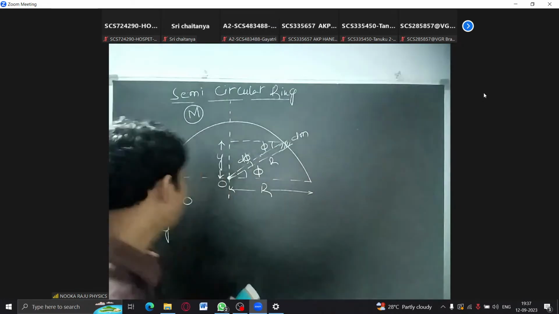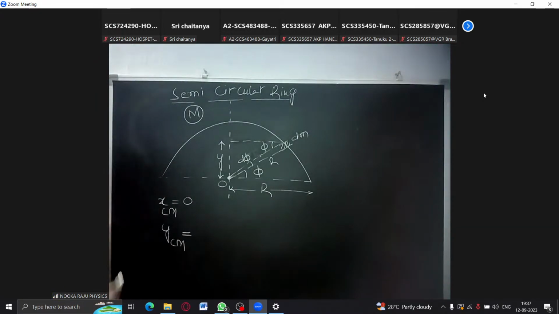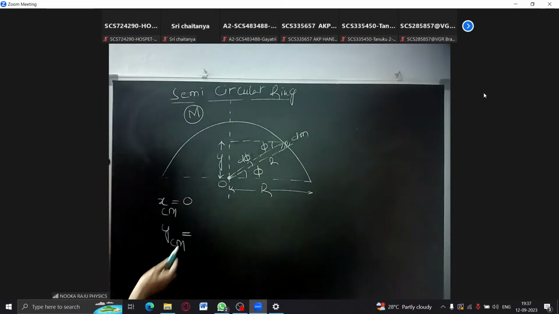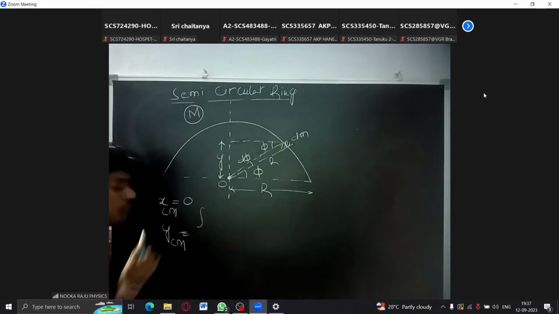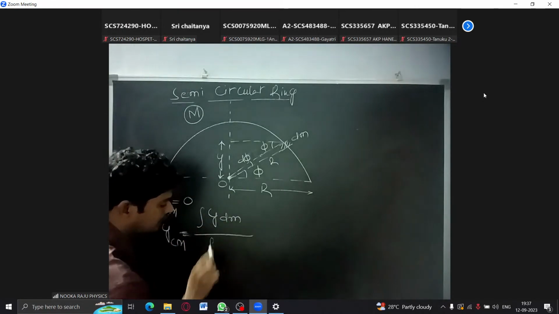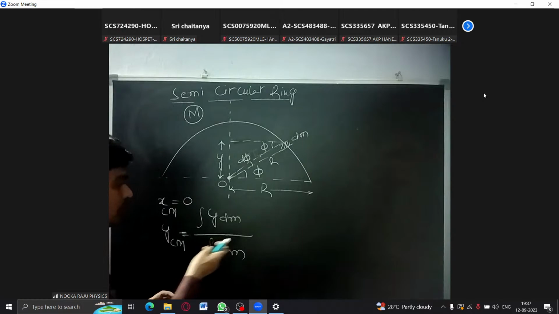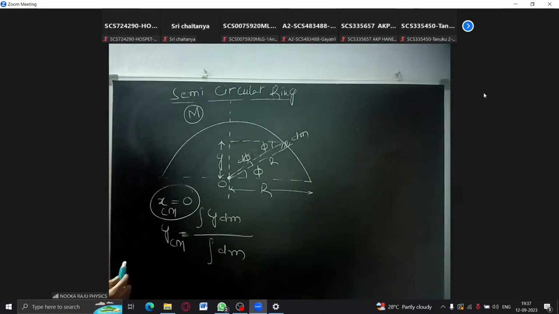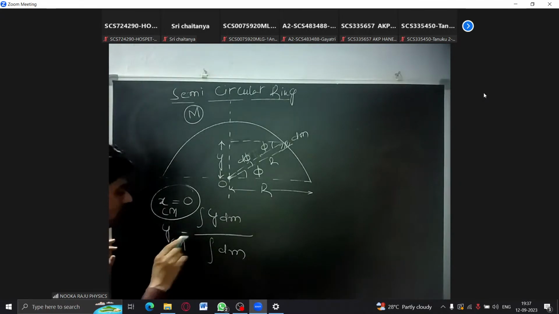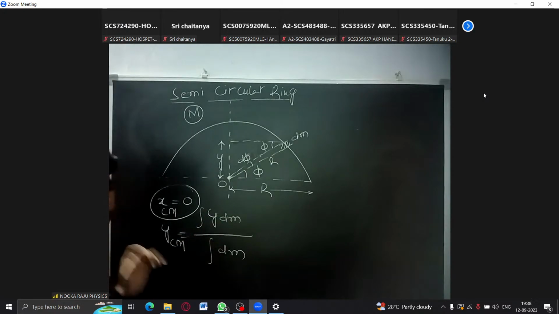Now here, how can we calculate the YCM value? What is the formula for the YCM? YCM equals 1 by integration of x y dm by integration of dm. This is the formula. Because here xcm equals 0, so what is the next step? You need to go for just the YCM value. YCM equals integration of y into dm by integration of dm.